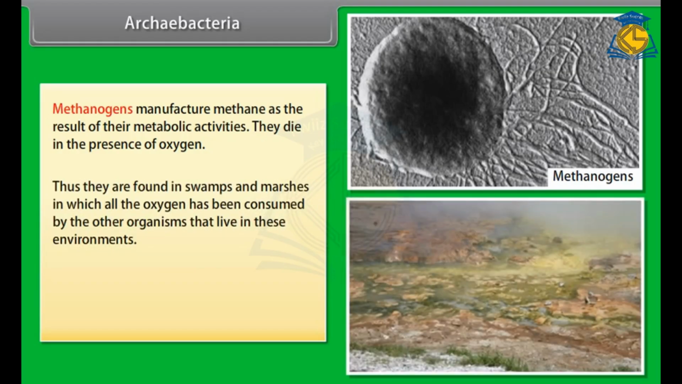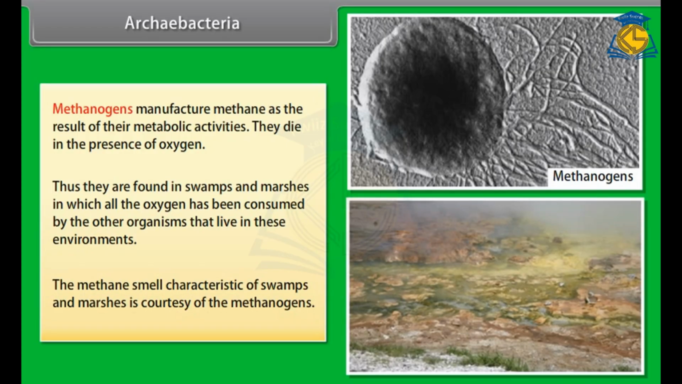Thus, they are found in swamps and marshes in which all the oxygen has been consumed by the other organisms that live in these environments. The methane smell characteristic of swamps and marshes is courtesy of the methanogens.